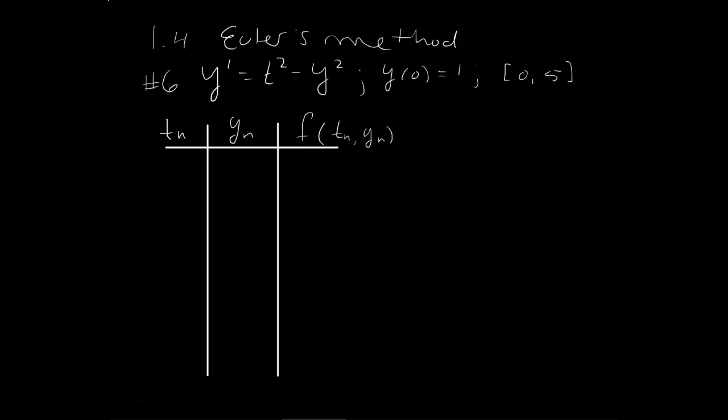Great. So for this particular problem, the initial point is 0 for t and 1 for y. The function value is plugging in the 0 and the 1 to the equation y prime equals t squared minus y squared. So that would be the value in the first column squared minus the value in the second column. So this would be -1. So that first row in this table will be the same no matter what value of h we pick.